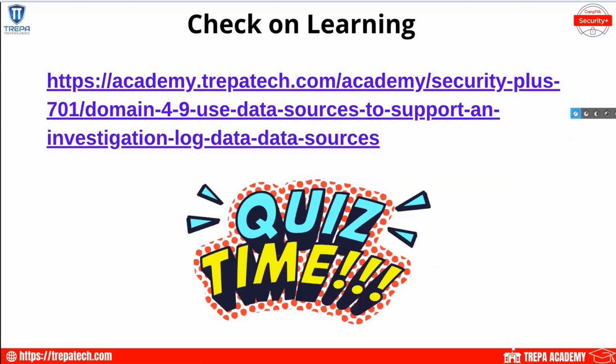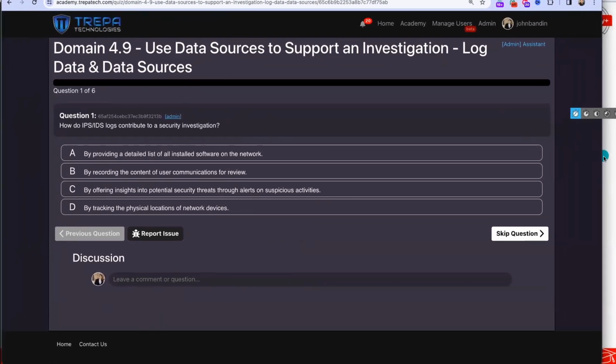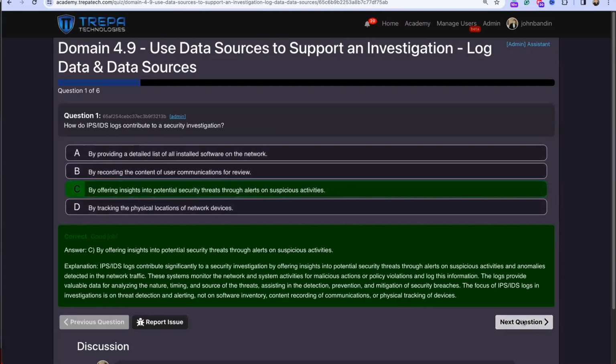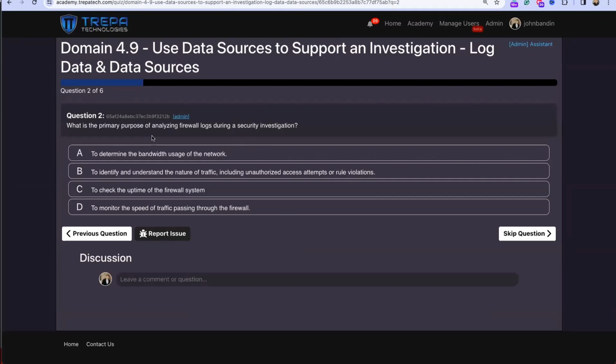All right, let's go ahead and do our quiz and end domain 4.9. Question 1. How do IPS and IDS logs contribute to a security investigation? They're going to offer insights into potential security threats through alerts on suspicious activities. Question 2. What is the primary purpose of analyzing firewall logs during a security investigation? That's going to be B, to identify and understand the nature of traffic, including unauthorized access attempts or rule violations.